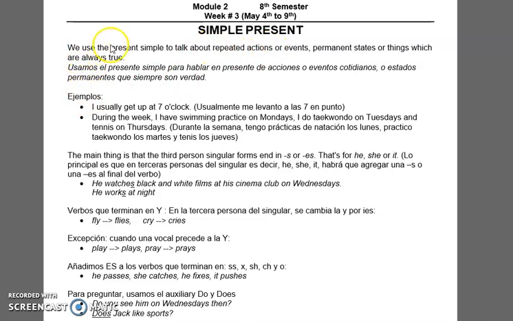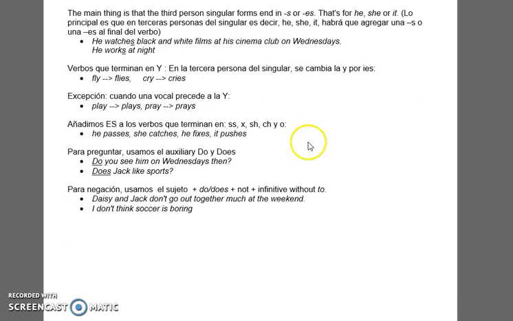It says we use the present simple or simple present, it's the same, to talk about repeated actions or events, permanent states of things which are always true. That means that we are going to use this verb tense for actions that we do constantly or on a regular basis, meaning habits or daily routine. Remember that we have already studied all the aspects related to daily routine, okay?